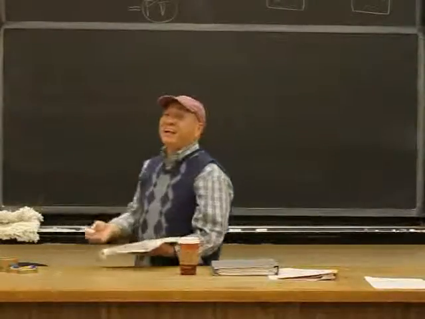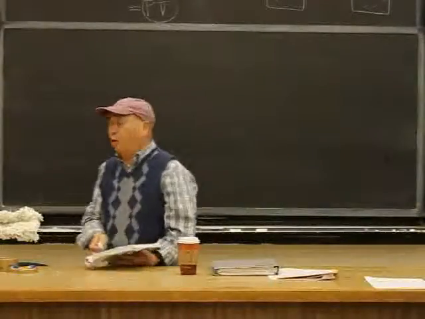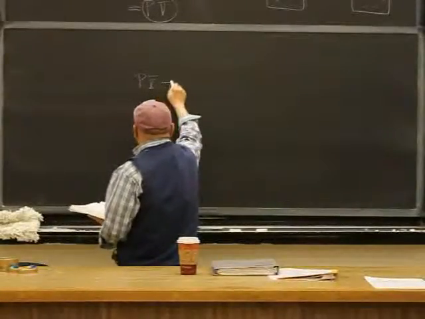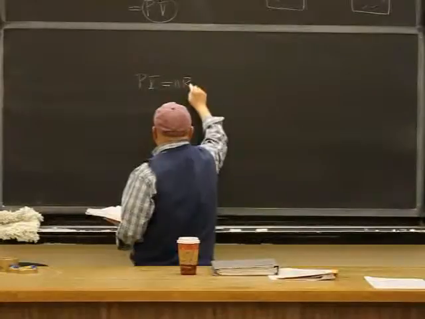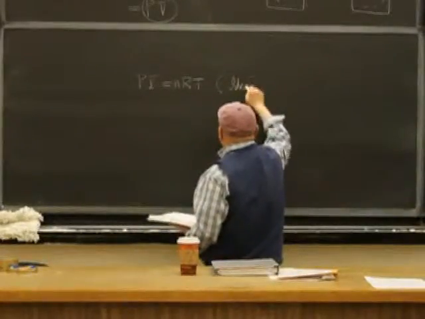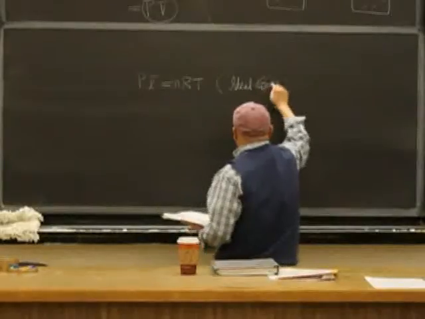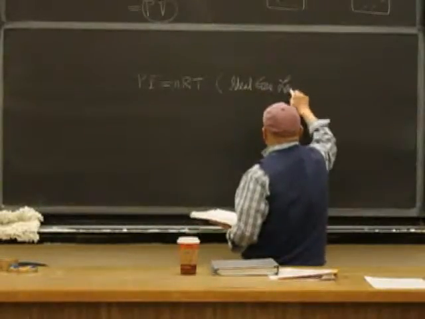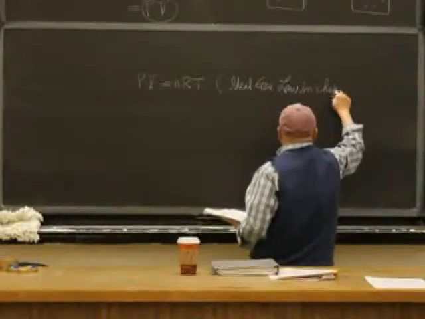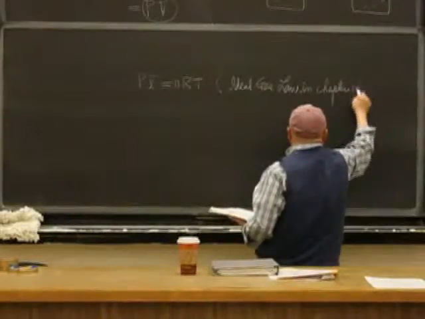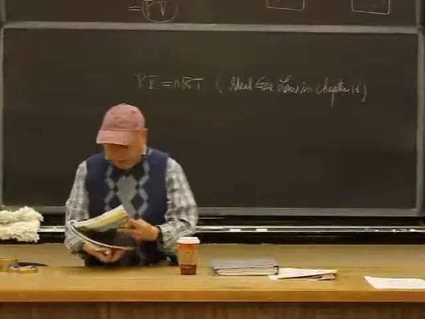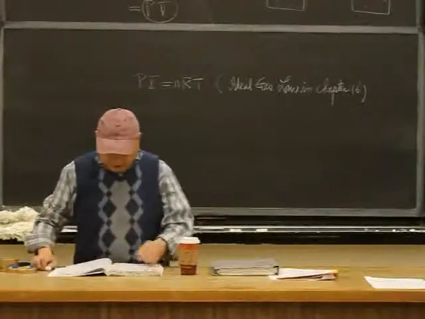Pressure and volume are related by the ideal gas law, in which case PV is equal to nRT. That is the ideal gas law, in chapter 16. Okay, so we can figure this out.